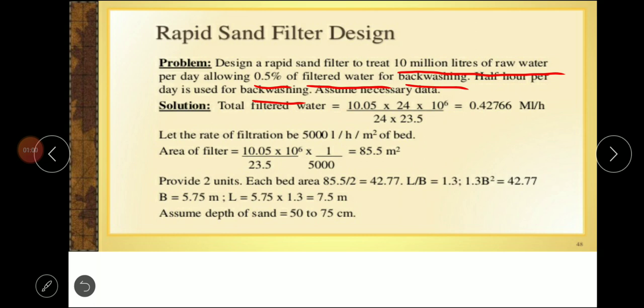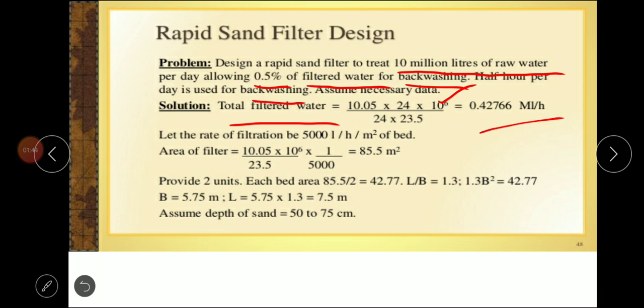Go to the solution. So first you have to find out total filtered water. Total filtered water is equal to 10 million liters. So here 10 to the power of 6 indicates million liters, 10 million liters means per day, divided by 24 into 23.5. So here 23.5 means, in a day, that is 24 hours, just deduct half hour. Half hour means it is 0.5 hour. The total filtered water is equal to 0.42766 million liters per hour.